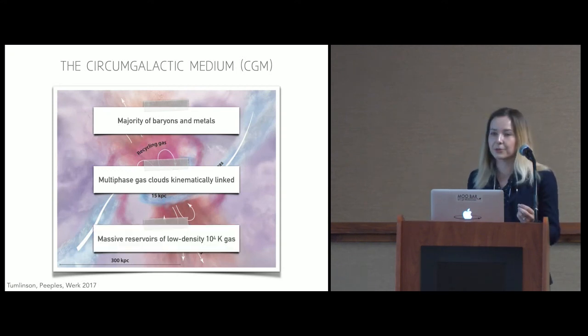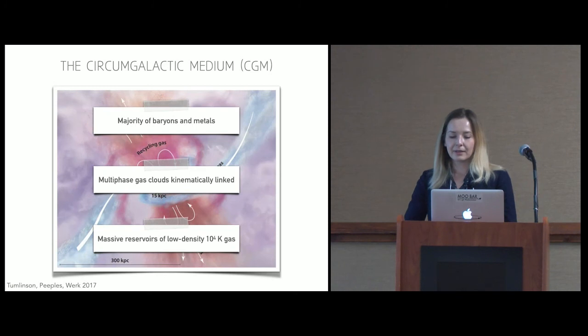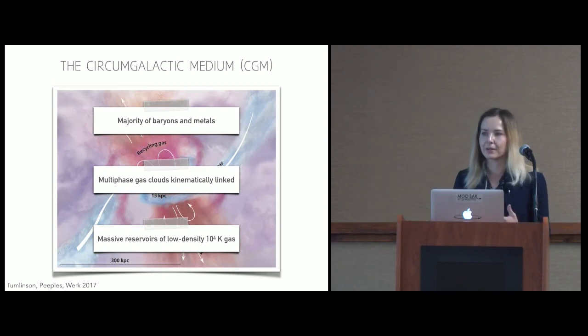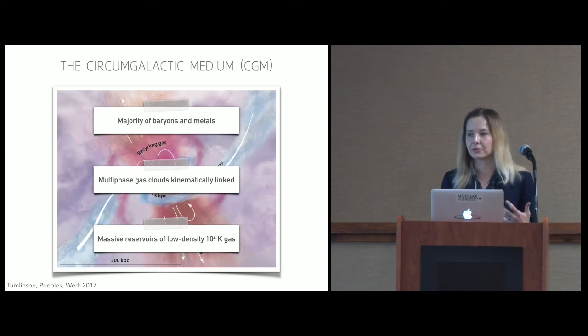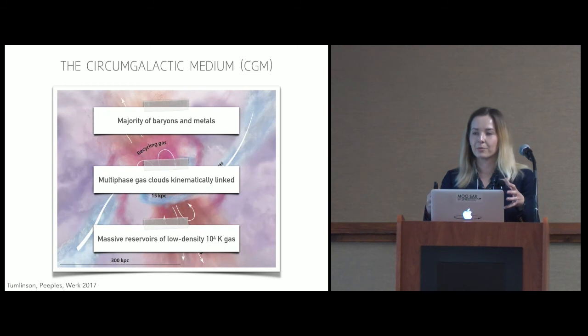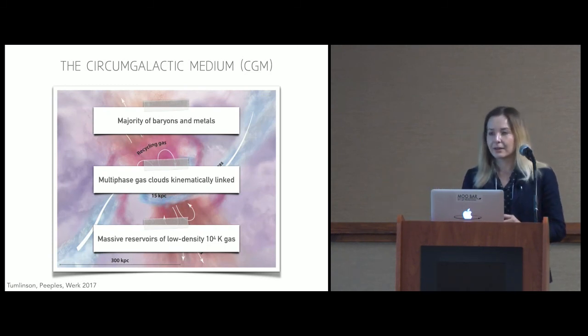And finally, we observe these huge reservoirs of cool 10,000 degree Kelvin gas that appear to be completely out of thermal equilibrium with the hot halo. So their density is about 2 orders of magnitude lower than what you would expect from gas clouds that were in equilibrium with the hot residual gas in that halo.